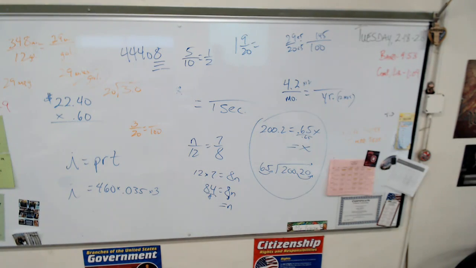Look at 56% of 250. How many people identify as conservative? It's 56% of 250. What are you going to multiply 250 by? 0.56.